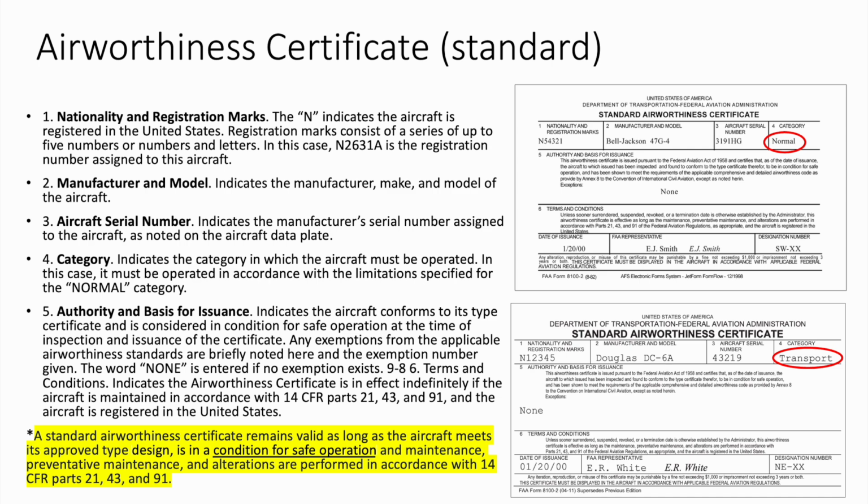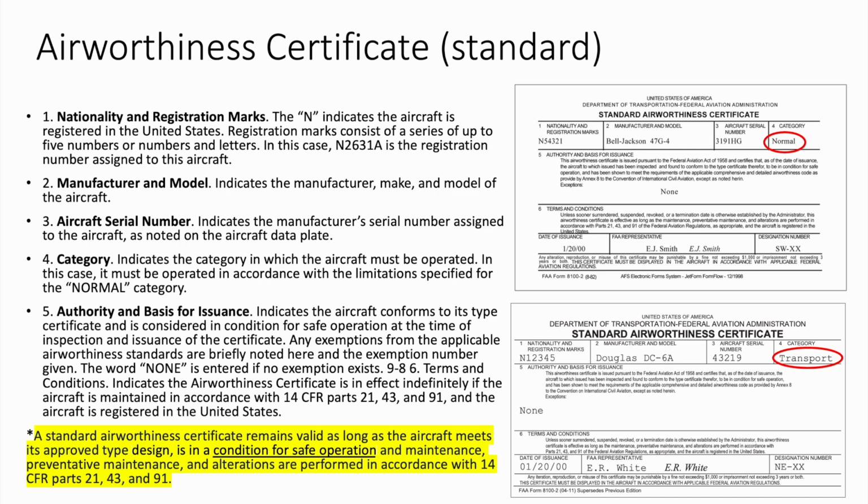A little bit more about the Airworthiness certificate. So it's kind of a few different parts to it. First is going to be the nationality of the aircraft, which sounds kind of funny, but where is that aircraft registered? You'll see that most tail numbers start with an N. That just means it's a US registered aircraft.